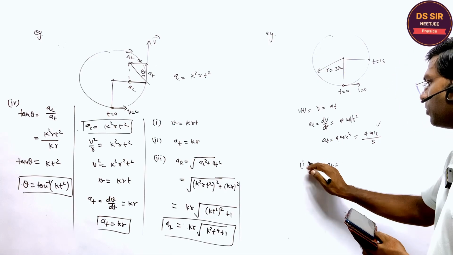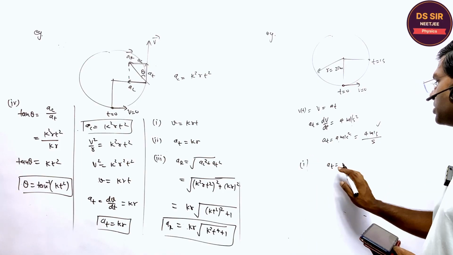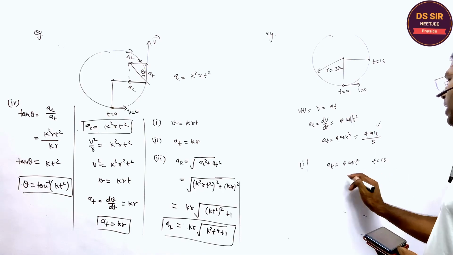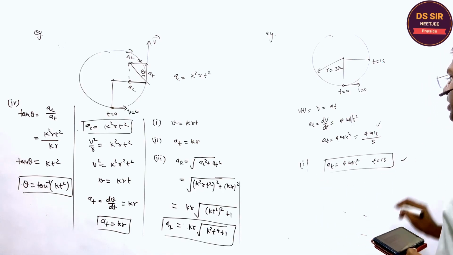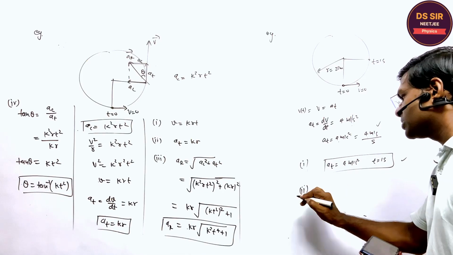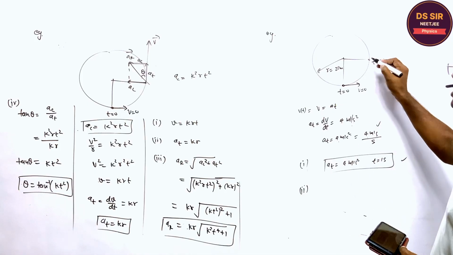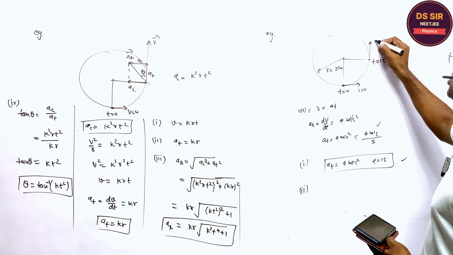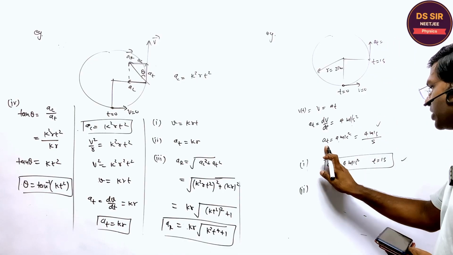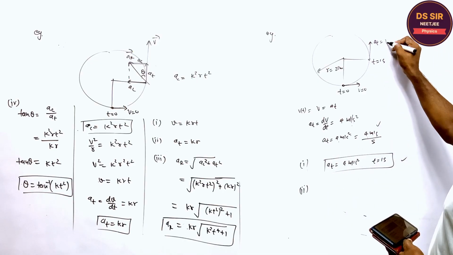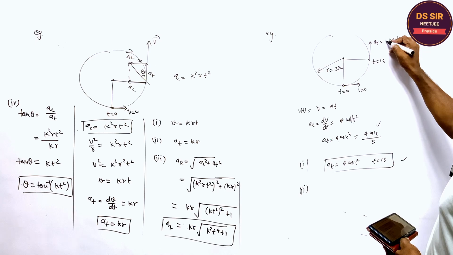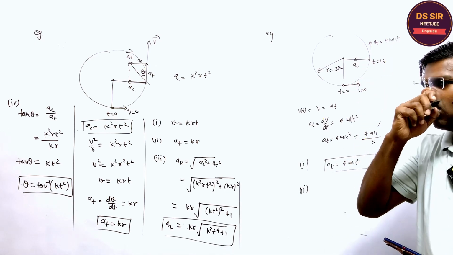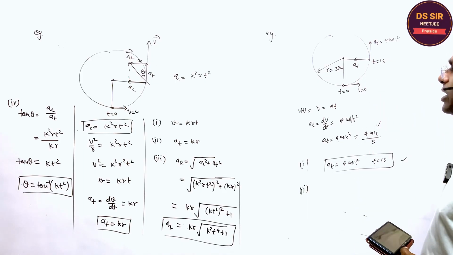So the answer of the first part is: tangential acceleration is 4 meter per second squared for all time, right? For 1 second it is. Now in the second part, they are asking for the total acceleration. To find the total acceleration, you must know the tangential acceleration, which is constant, right? Which we know. Also, you have to find the centripetal acceleration, or you can say the radial acceleration.